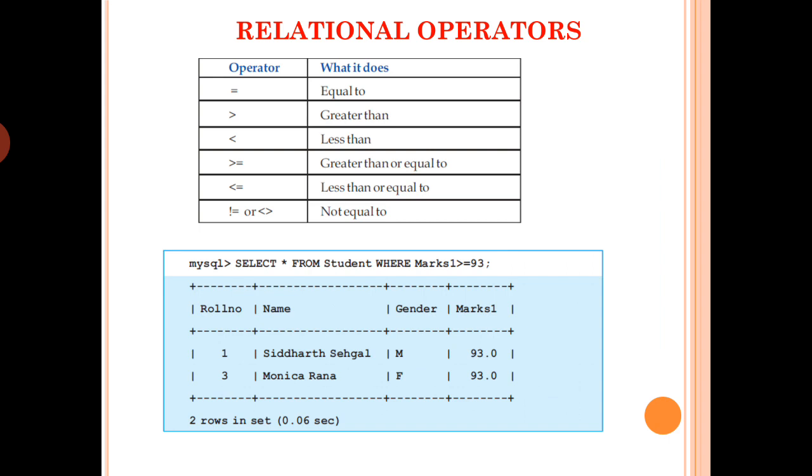Relational operators. Relational operators are used to compare two values. The result of the comparison is true or false. They are used with the where clause. The relational operators used in MySQL are equal to, greater than, less than, greater than or equal to, less than or equal to, not equal to. For example, the statement select star from student where marks 1 greater than or equal to 93 will display the details of students who have secured at least 93 marks.